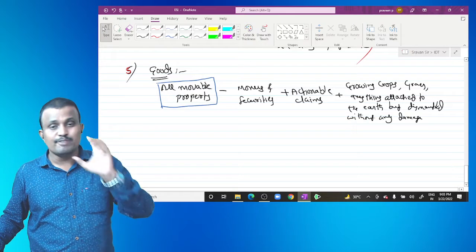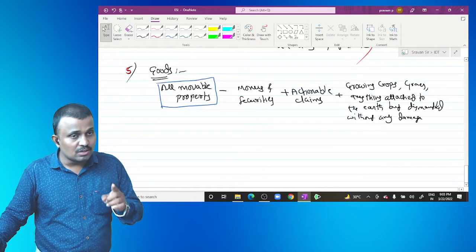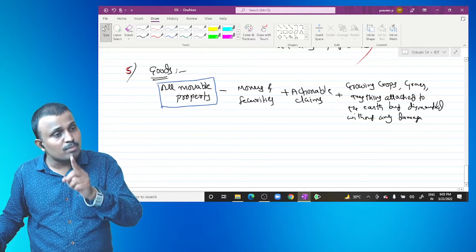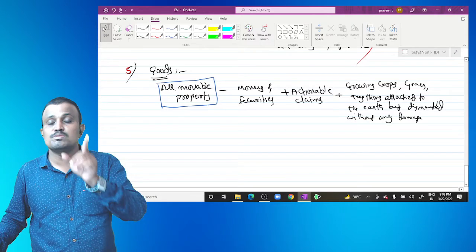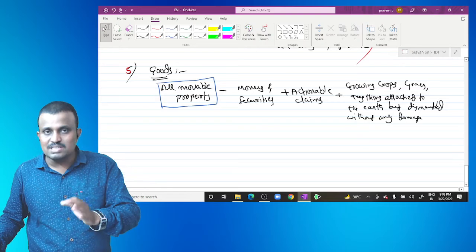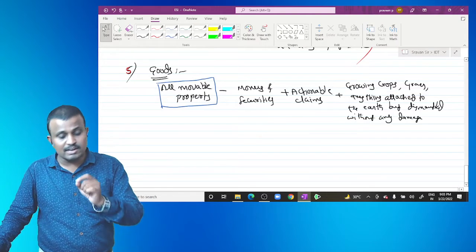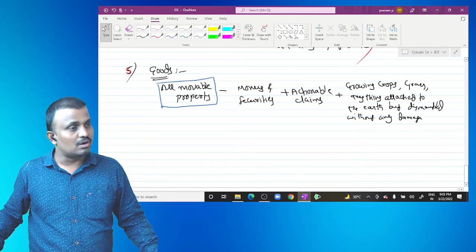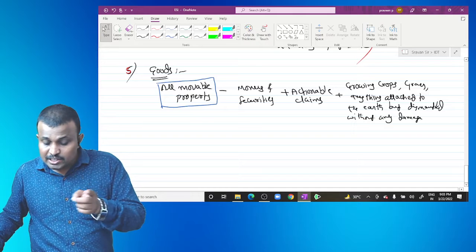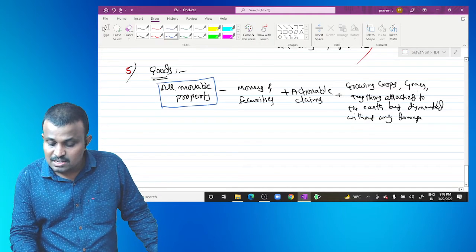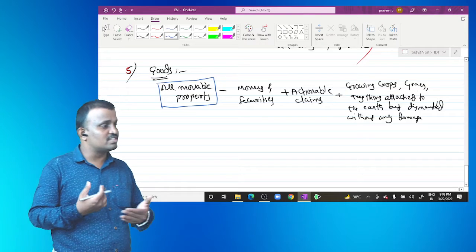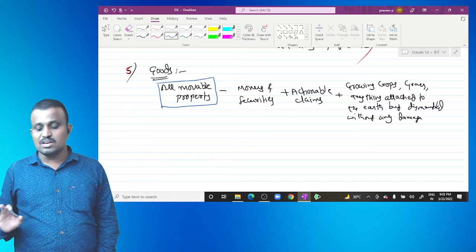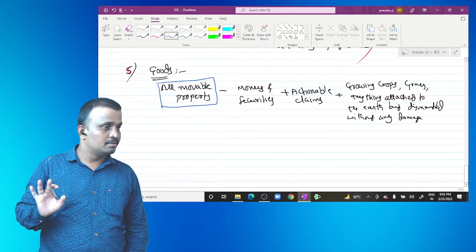Actionable claims: if you observe the definition, it includes those debts which are not secured by way of hypothecation, pledge or charge. Simply said, unsecured debts are covered under the definition of actionable claim, and it also includes lottery tickets, betting and gambling. It also includes growing crops, grass, and anything attached to the earth, like vegetables, fruits, etc., but dismantled without any damage. That is said to be a good.